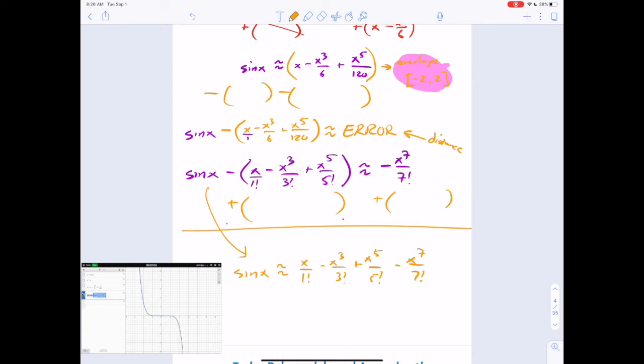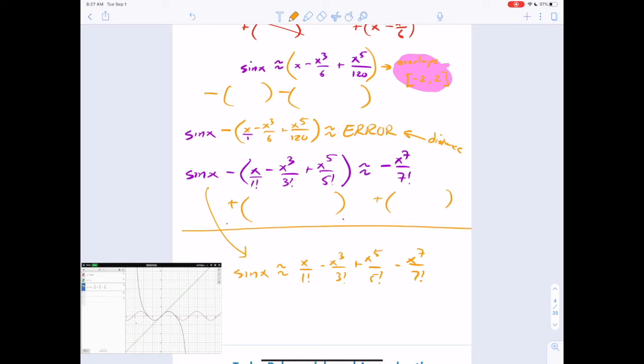So here's our original sine function. Okay? Here's what we had at the very beginning. It was a polynomial lookalike, but it wasn't that great because it only overlapped from negative 0.4 to 0.4. And then we slowly improved our lookalike, and we were able to slap on another term, x to the 7th, all over 7 factorial. Okay, let's take a look to see what that looks like.